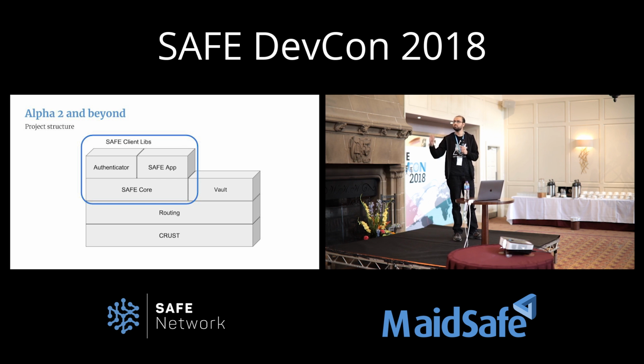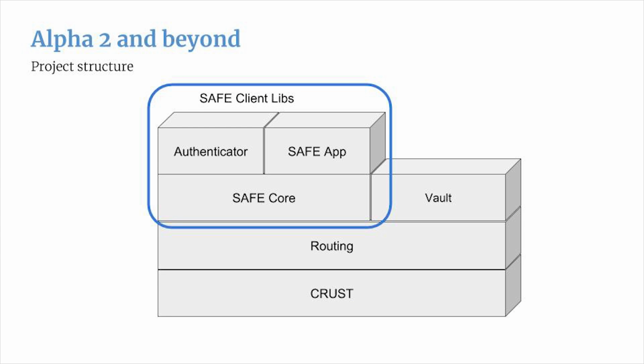And on top of routing, you have the consumers of routing. So there are two consumers, as you can see. One is the vault, and the other part is the safe client libs. It's like a group of libraries, but you can consider them the client side.